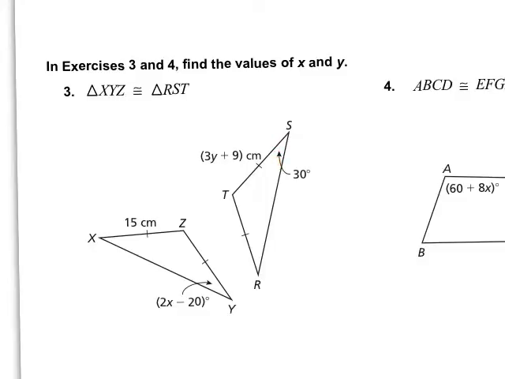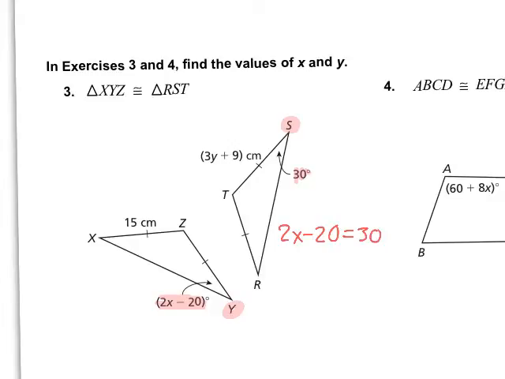Okay? It's not always that way. Sometimes it's conveniently marked for you. Sometimes you got to do a little bit more work. Okay? But I can say, since this corresponds with this, right? Y and S correspond, so they should be congruent. So then I can go ahead and write out my problem. So I have 2x minus 20 should be equivalent to 30.